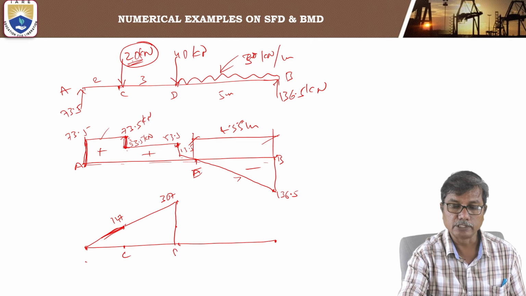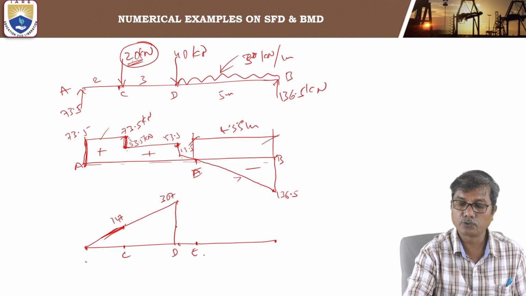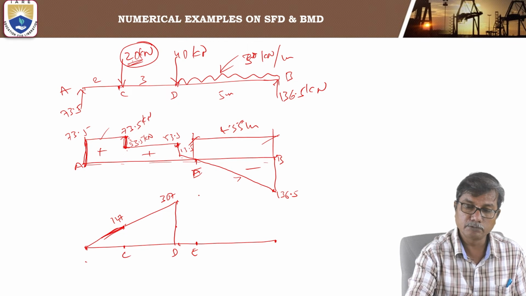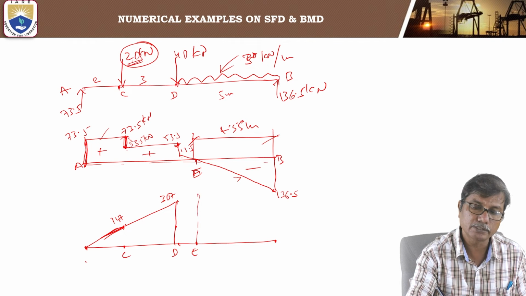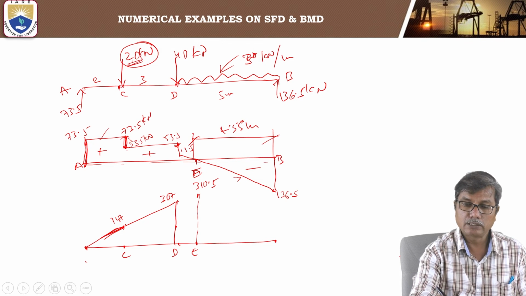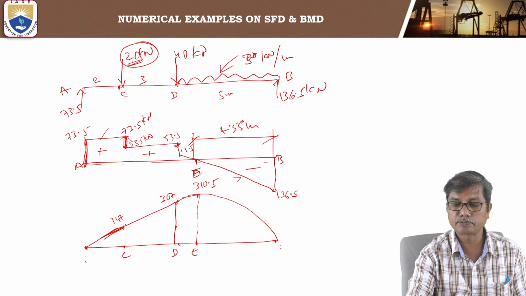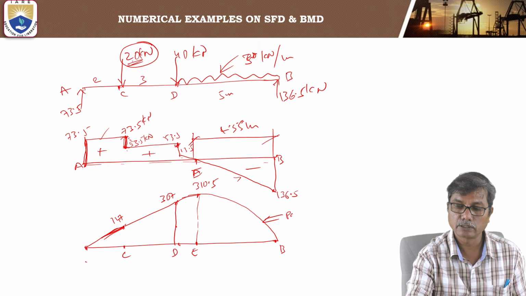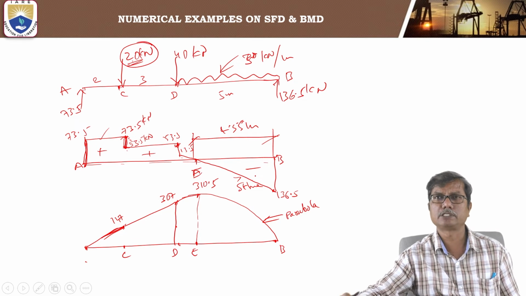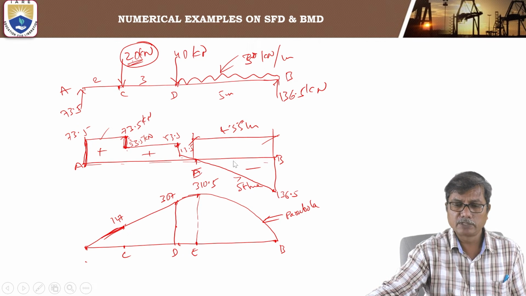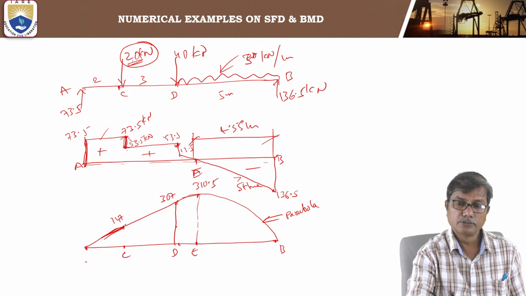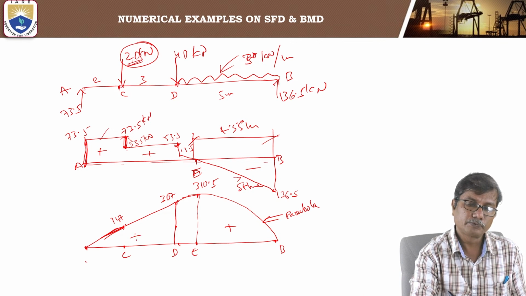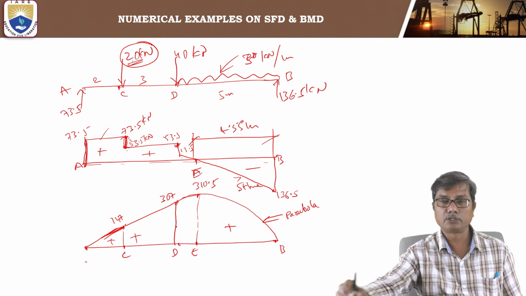Now this is D. At E, that is at 4.55 meters from B, the bending moment is maximum and that value is 310.5. The variation of bending moment from D to B is parabolic. This is a parabola and this is a straight line. Shear force variation is a straight line and bending moment variation is parabolic. Here if you observe, the bending moment is positive throughout the beam.